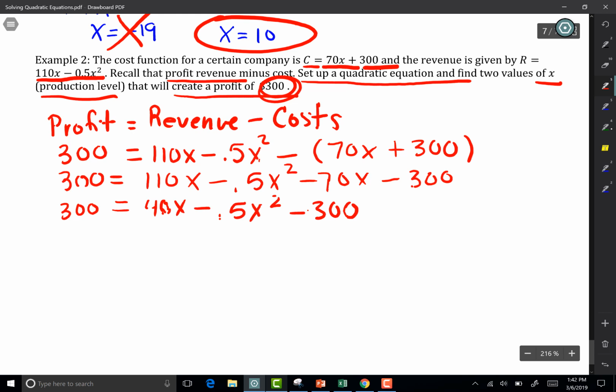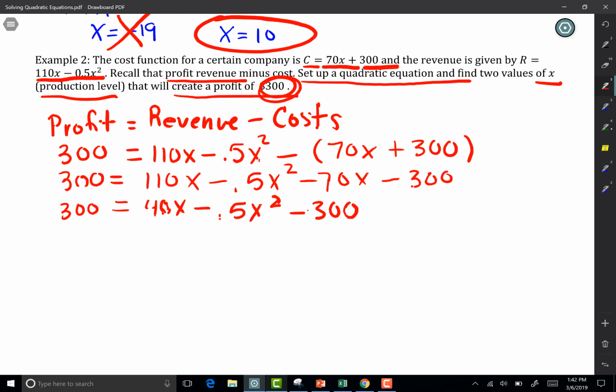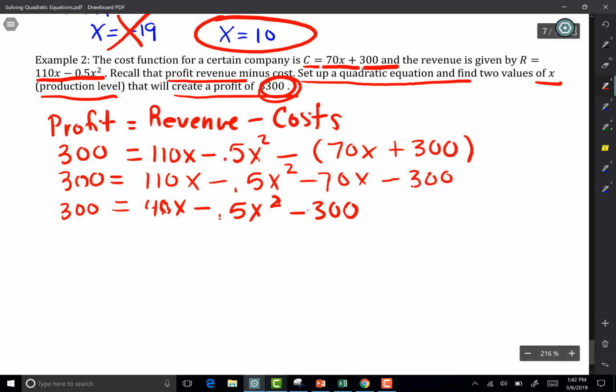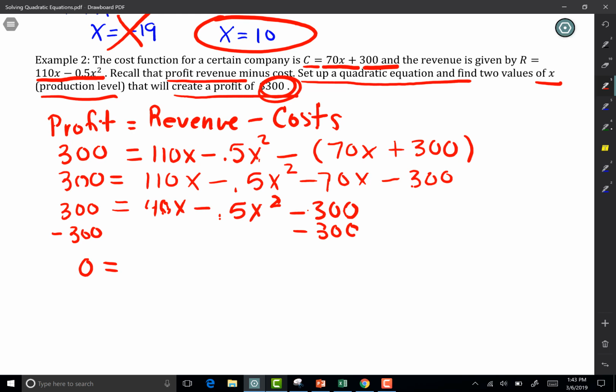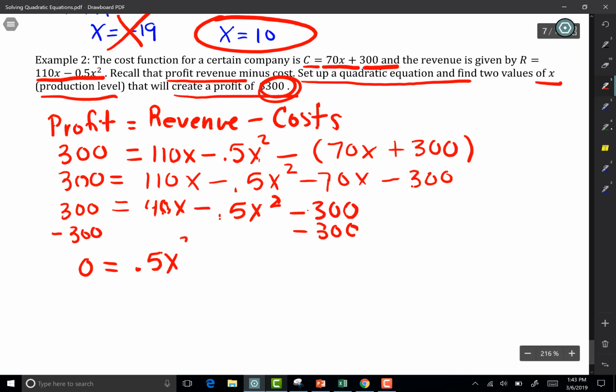Now because I'm solving a quadratic, I'm going to try factoring first. We'll see if that works. But in order to do that, I need to make it so that I have 0 on one side and everything else on the other. So I'm going to subtract 300 from both sides, which means I'm going to have, if I rewrite this in descending order, my x squared first. So I have 0.5x squared, and then I have a plus 40x and a minus 600. Whoops, I forgot my negative.